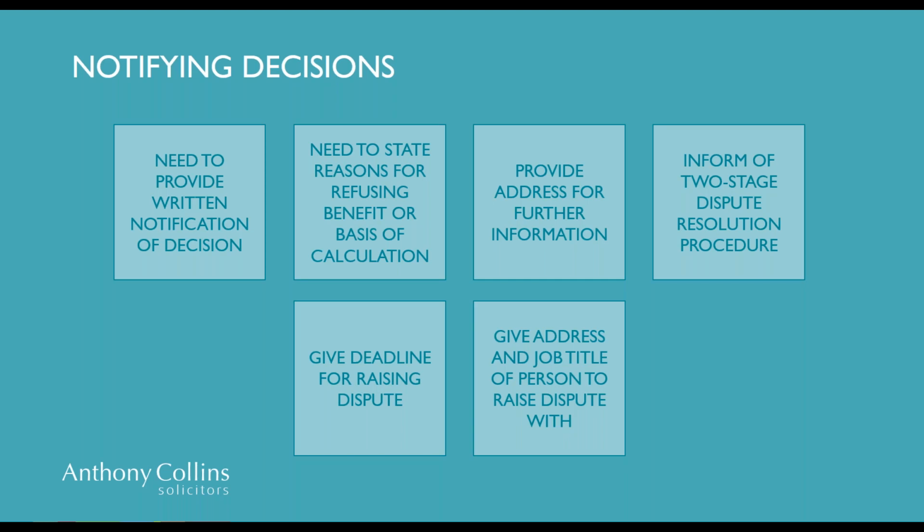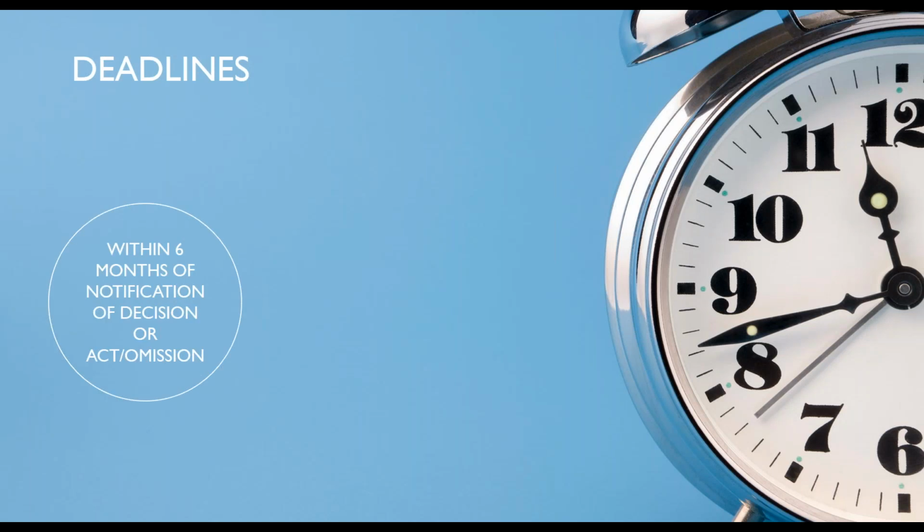So what are the deadlines then for raising disputes? We've just said that these need to be notified. Well, for an initial decision, someone has 6 months from the written notification of that decision, or of the act or omission that they're complaining about, in which to raise a complaint. Now, that time limit can be extended at the discretion of the first stage adjudicator.